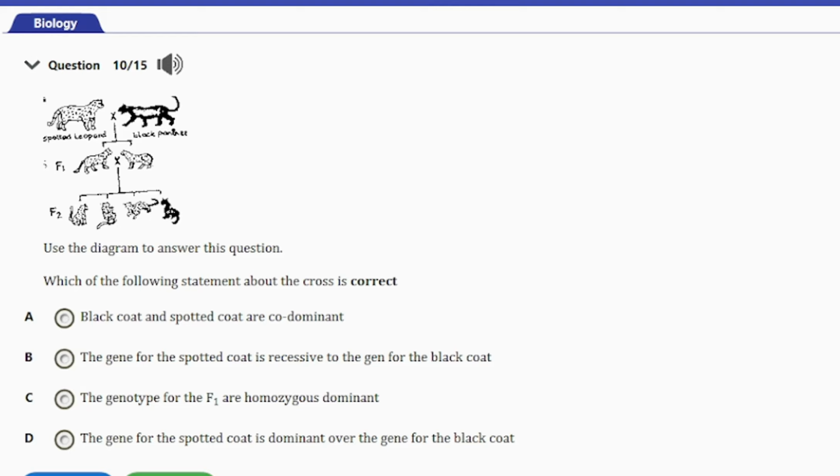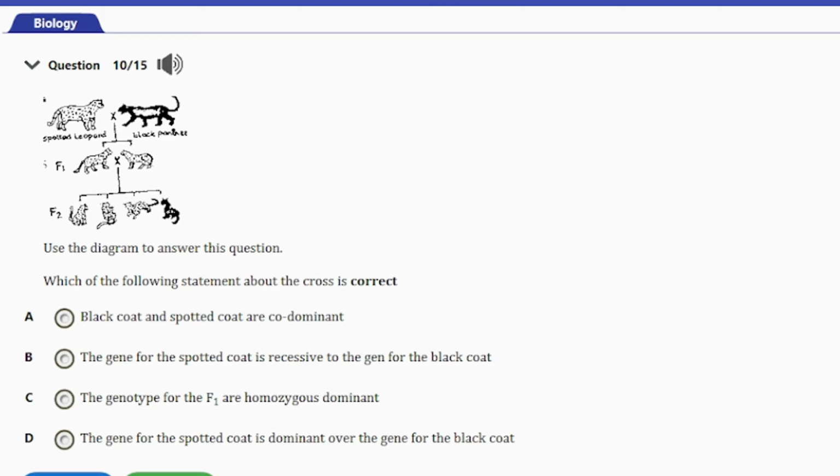So we are back to this diagram again, and it says here, which of the following statements about the cross is correct? A, black coats and spotted coats are co-dominant. B, the gene for the spotted coat is recessive to the gene for the black coat. C, the genotype for the F1 are homozygous dominant. D, the gene for spotted coats is dominant over the gene for black coats.